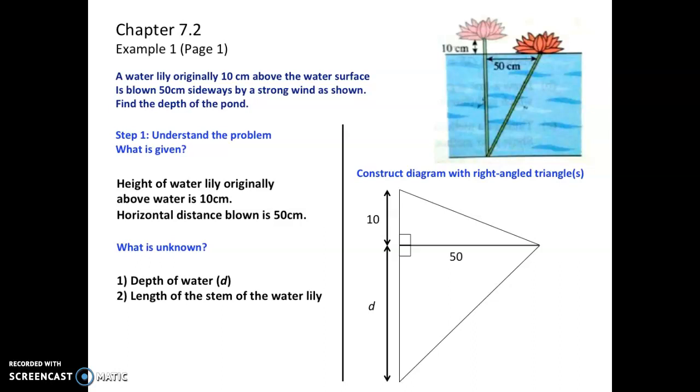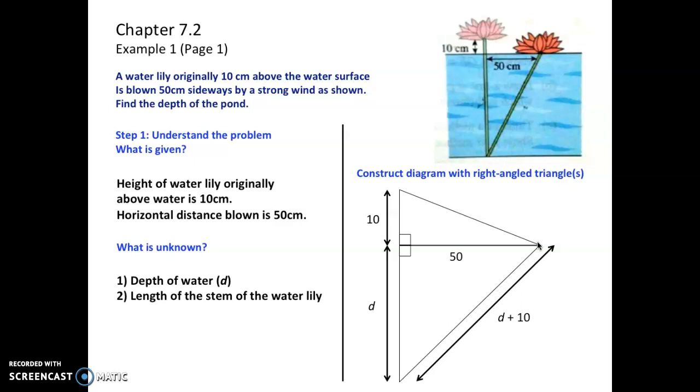If we look at the length of the stem of the water lily, even as it moves towards the right, the length of the stem remains unchanged. Therefore, we can say that this length here is actually D plus 10. Alright, so the length of this line, which is the stem of the water lily when it's vertical, is the same as this line when the water lily is blown towards the right at a slanted angle.